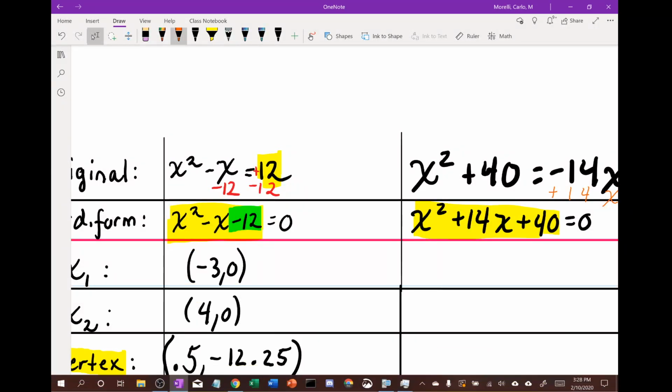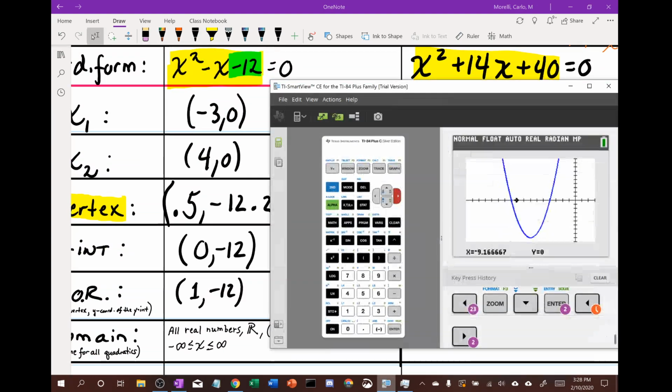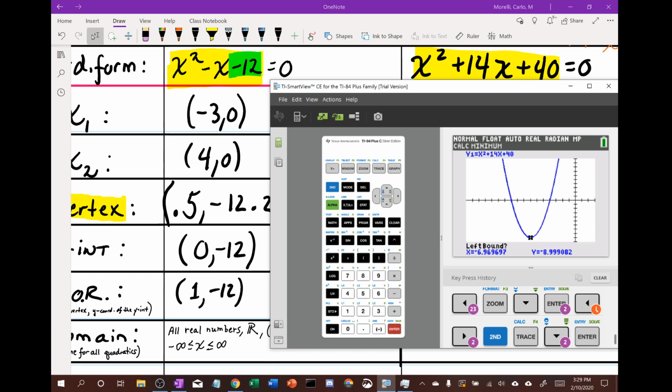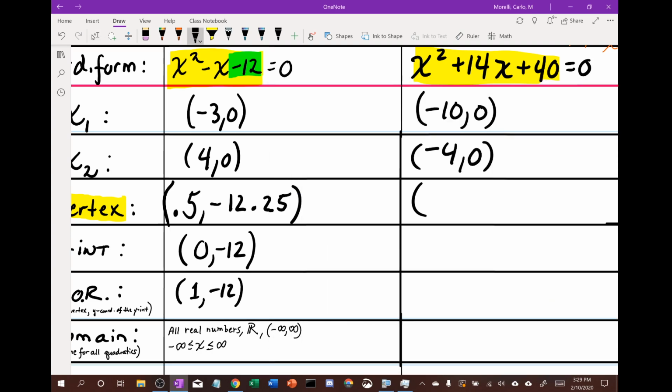Okay, here we go. So one of them is negative 10 comma 0. Now, Michael's already got this, but we're now going to find the minimum of the graph by hitting second trace, minimum, second trace 3. And then we have to go to the left, enter. To the right, enter, enter. And you get negative 7 comma negative 9. So the vertex is negative 7 comma negative 9.